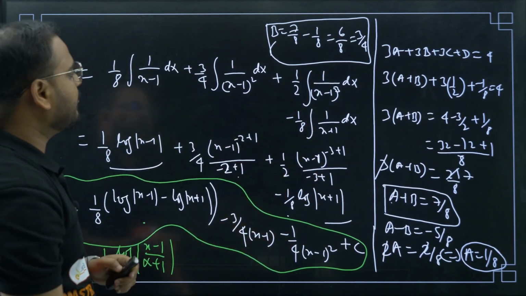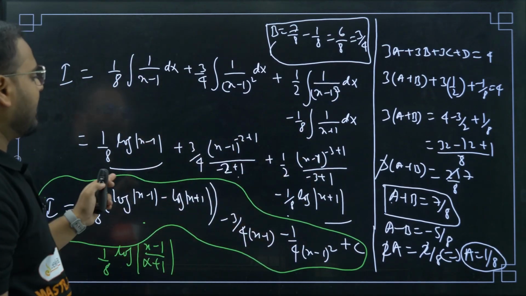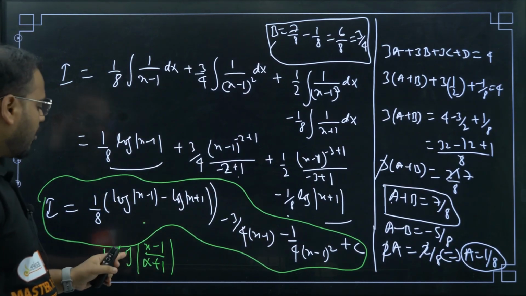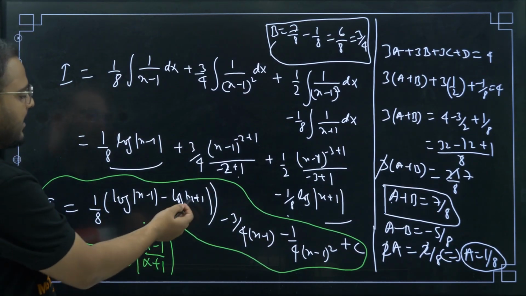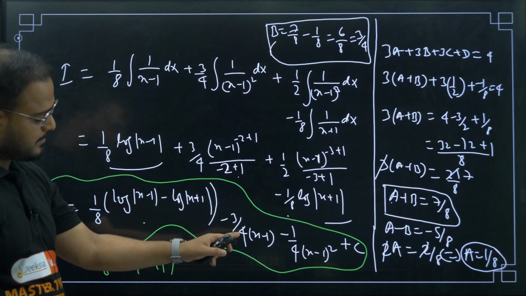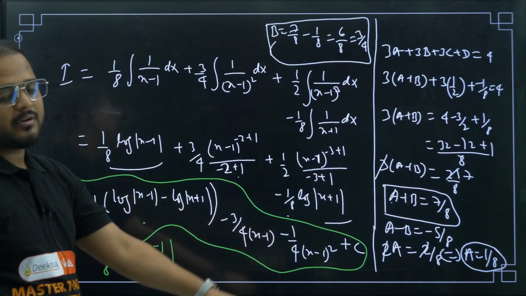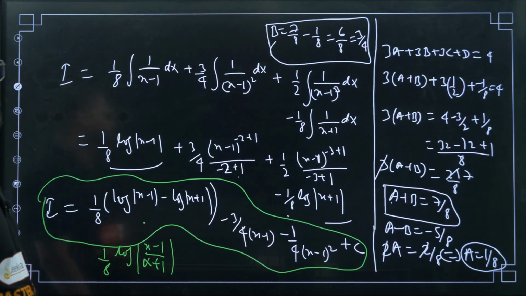Okay. And then what we did, we used this in integration and got my answer as 1 by 8 log of x minus 1 upon x plus 1 minus 3 by 4 upon x minus 1 and minus 1 by 4 times of x minus 1 the whole square plus c.